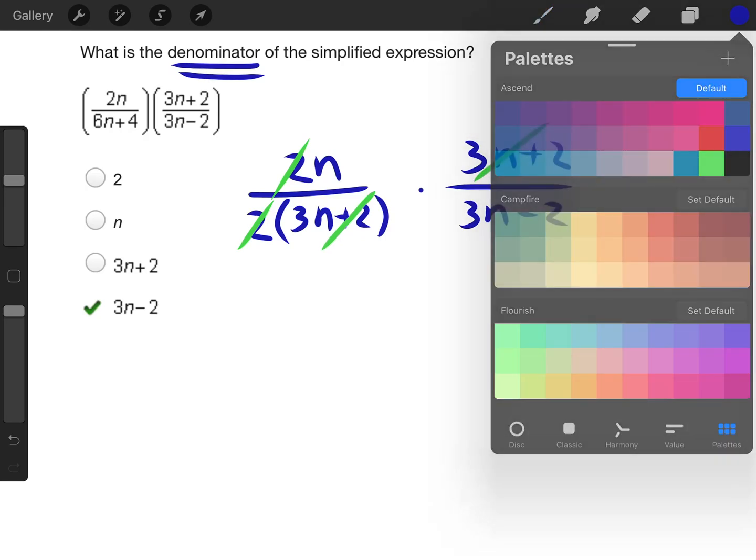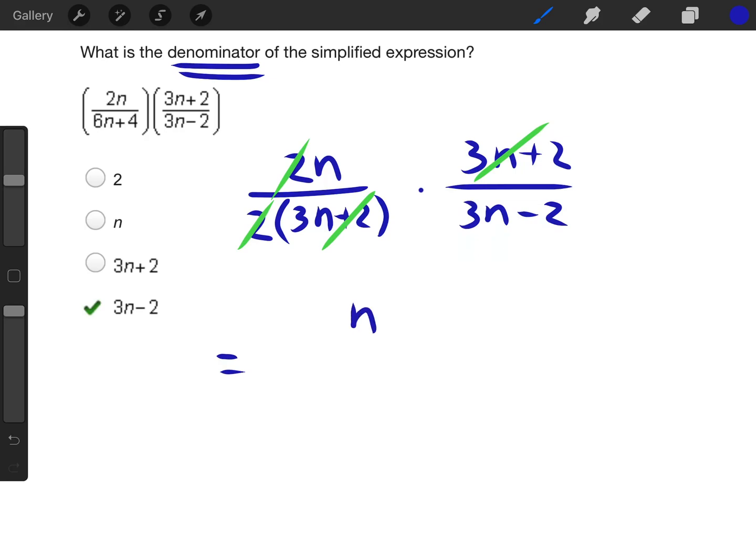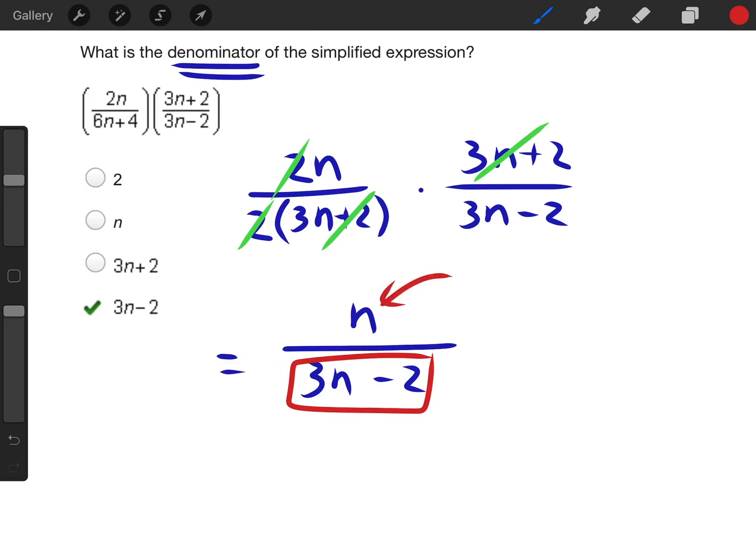If you multiply this, you guys are going to see the same exact question later. So it's going to be n over 3n minus 2. So what's the denominator? Denominator is the bottom one. So it's going to be 3n minus 2. Numerator, it's going to be n.